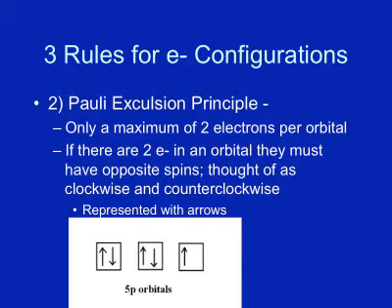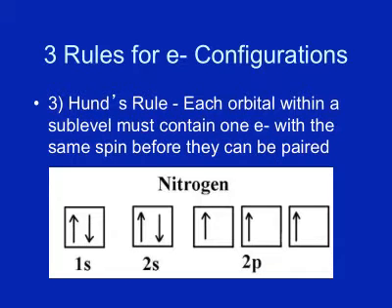Okay, the third rule, you guys ready? The third rule is called Hund's rule. Hund's rule says each orbital within a sublevel, so some sublevels contain more than one orbital, correct? Does 1s contain more than one orbital? No, any sublevel with the s only has 1, but p sublevels have 3, right? So any sublevel that contains more than one orbital, we have to put electrons in each orbital before we can go back and pair them.